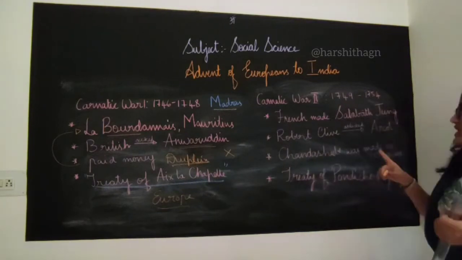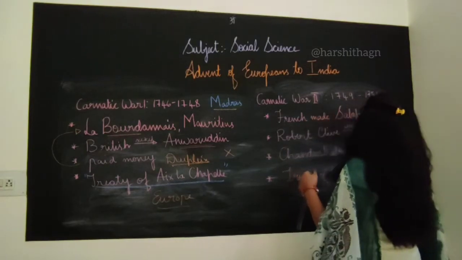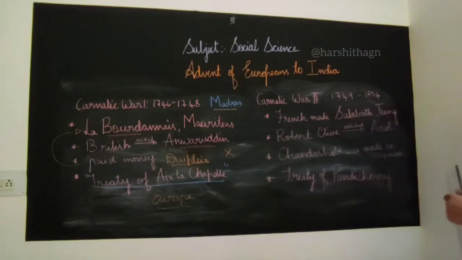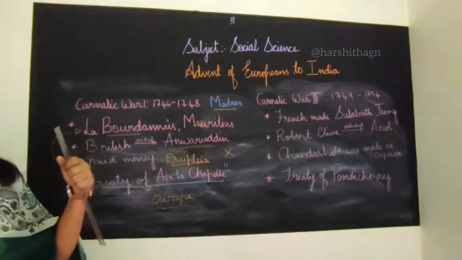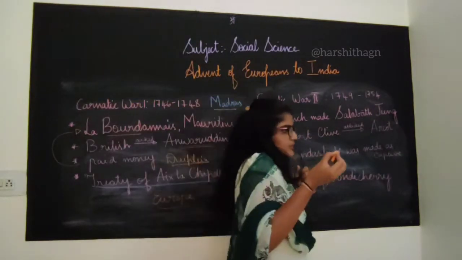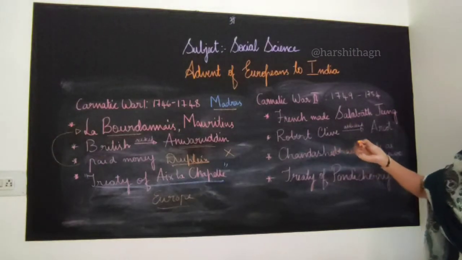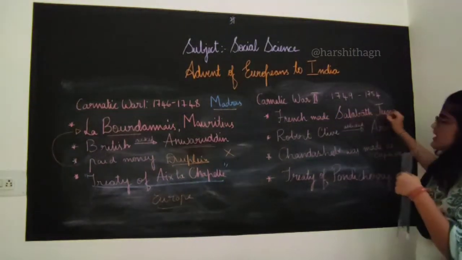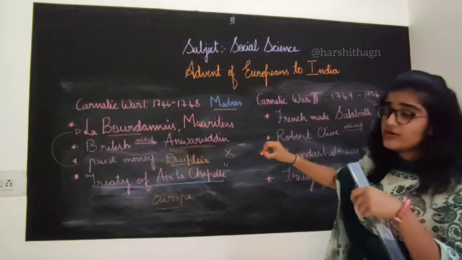The next war is Carnatic War 2. It started in the year 1749 and ended in the year 1754. The French made Salabat Jung the ruler of Hyderabad. You remember Asaf Jah's son and grandson were fighting for the Nizam post. Salabat Jung was another son of Asaf Jah. So the French made Salabat Jung the Nizam of Hyderabad. This made the English angry.